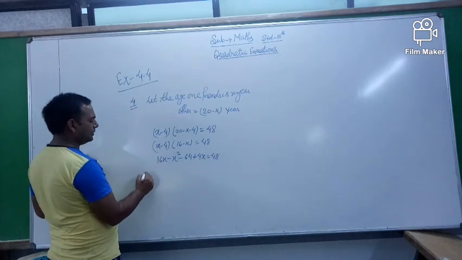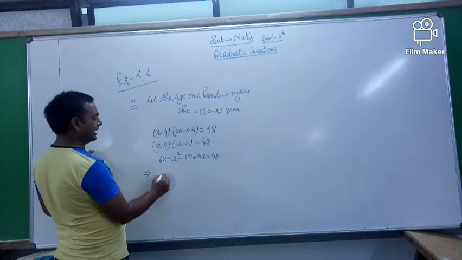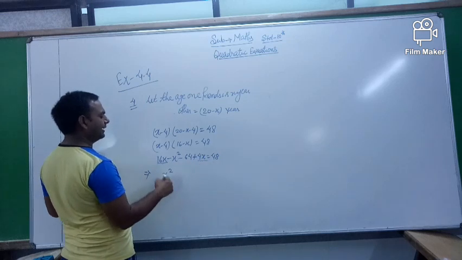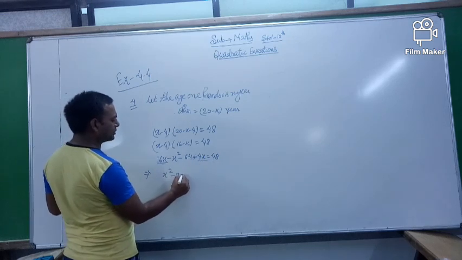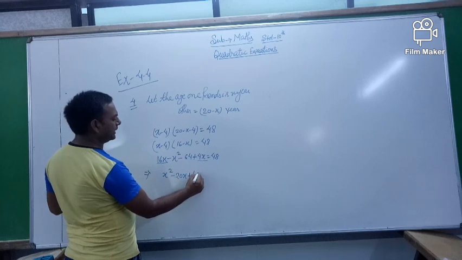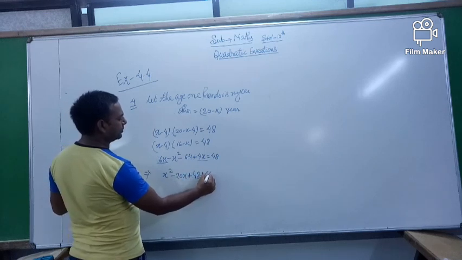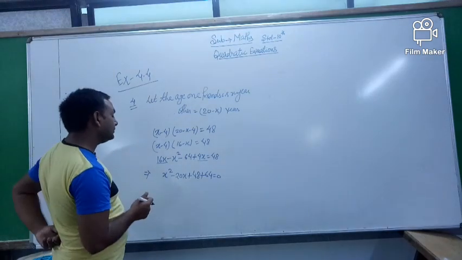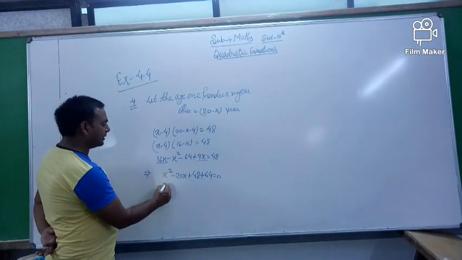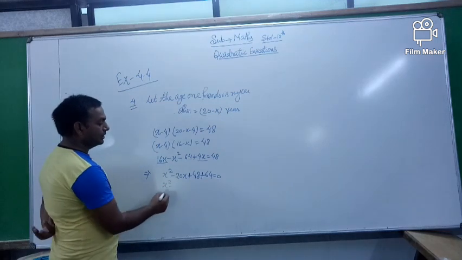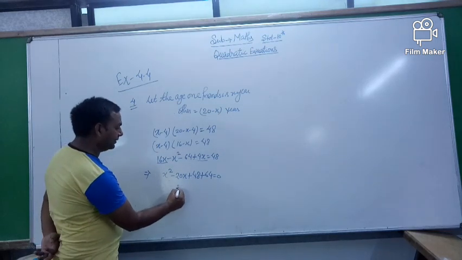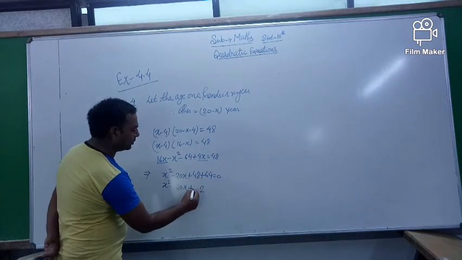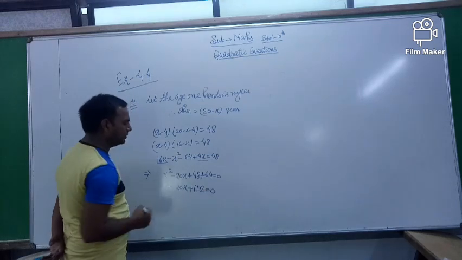Next, you transfer all to the other side. So this is x square, and here 16x plus 4x is 20x, on that side minus 20x. 48 plus 64, because here it is negative, on that side this is positive. So here you see that x square minus 20x plus 112 is equal to 0.